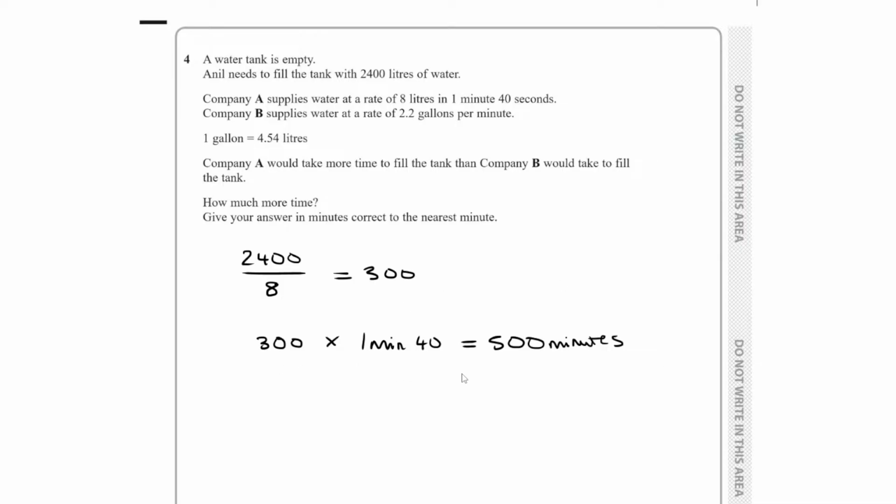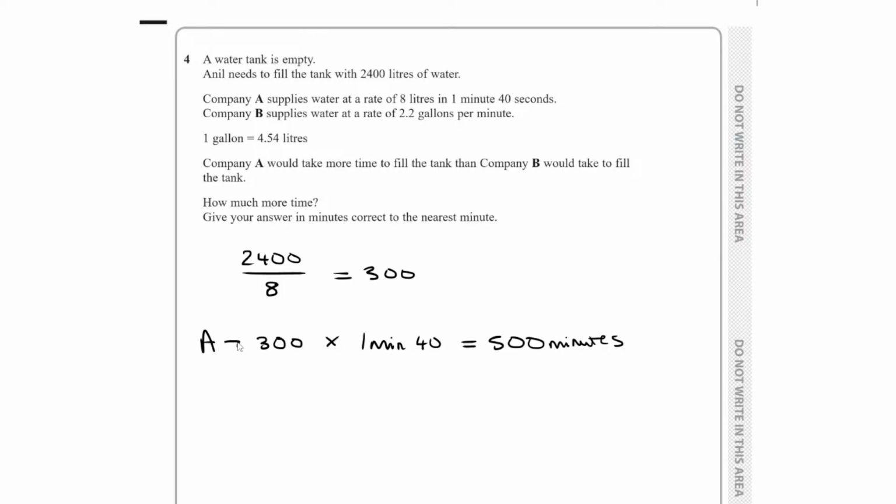Then for Company B, we have to obviously do a conversion. So what did I think to do? You can obviously convert either way. I think I converted the 2,400 into gallons. I guess you could do it the other way around if you wanted.